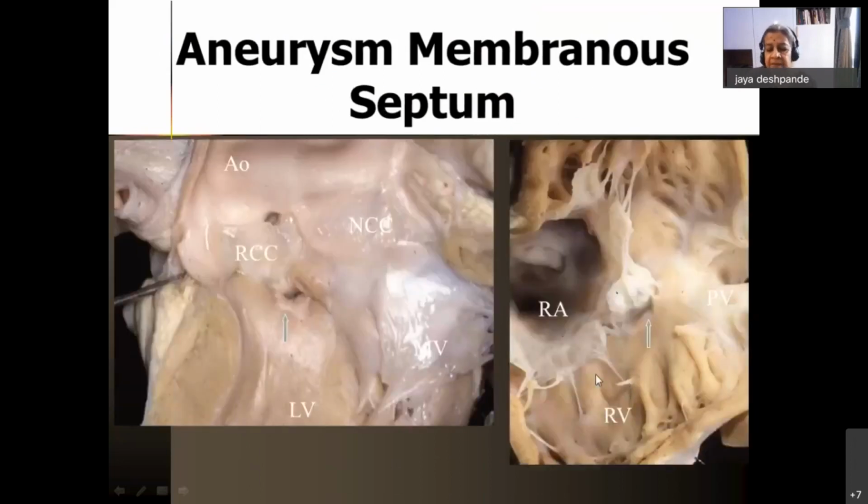Here you see, from the right ventricle, the septal tricuspid leaflet almost closing the defect and forming a little bulge. Therefore, it is called aneurysm of the membranous septum. Here is another example of an opening, and there is ingrowth of fibrous tissue closing the gap.